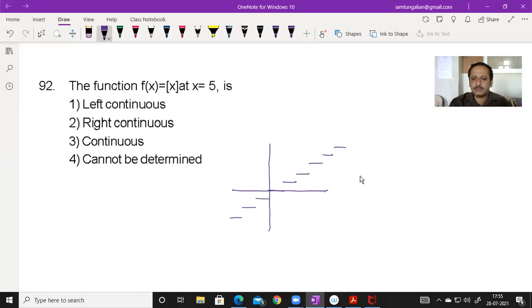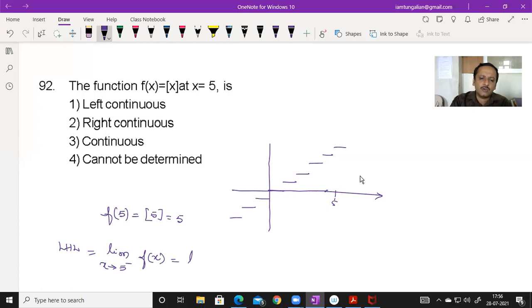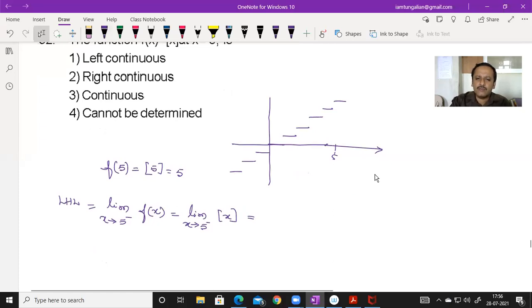It is discontinuous at all integers, 1, 2, 3, 4, 5. Okay, 5 is here. Now, the discontinuous option is not there. So let us see what happens. What is f of 5? F of 5 is step of 5, which is equal to 5. Left hand limit is equal to limit x tends to 5 minus f of x, that's equal to limit x tends to 5 minus step x. X approaches 5 from the left side. Therefore, step x value will be equal to 4.